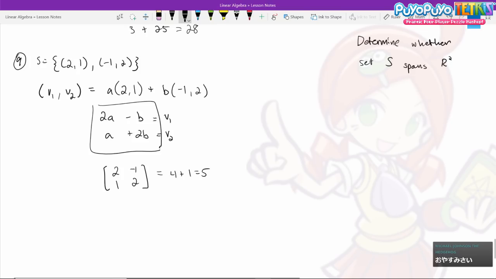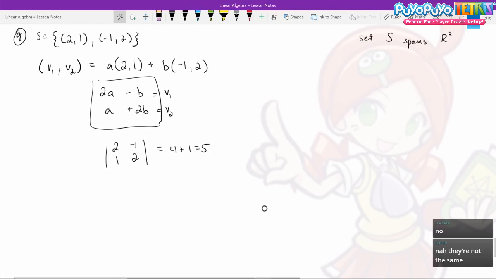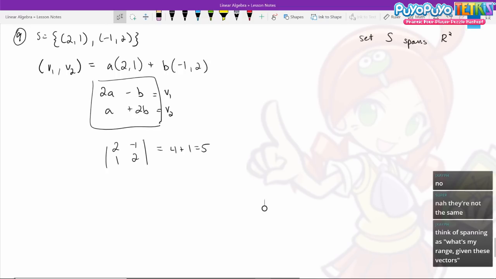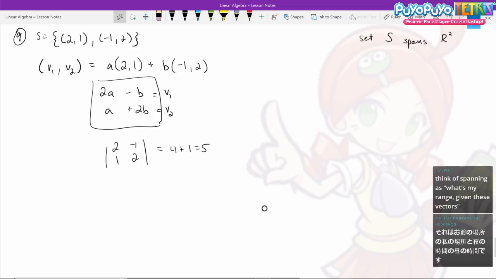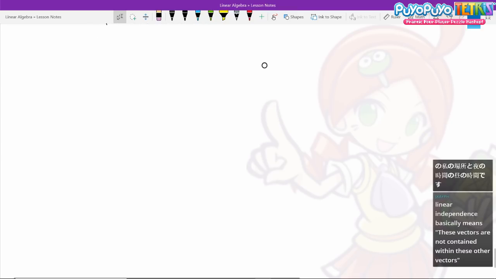So wait, does spanning and being linearly independent mean the same thing? Does it? Well, okay. Let's not jump to assumptions then. I'll just take it one at a time. What's my range given these vectors? Oh. Okay, well. Okay, next problem.